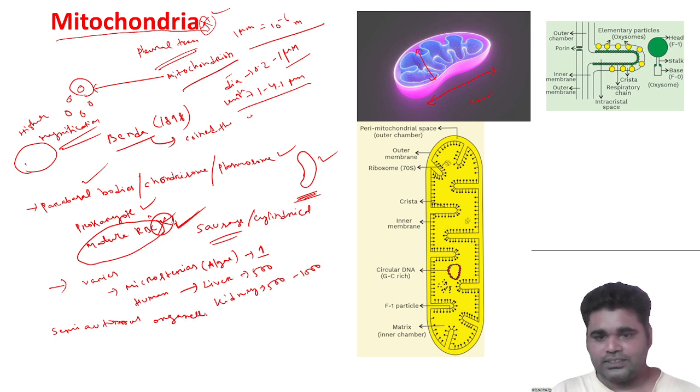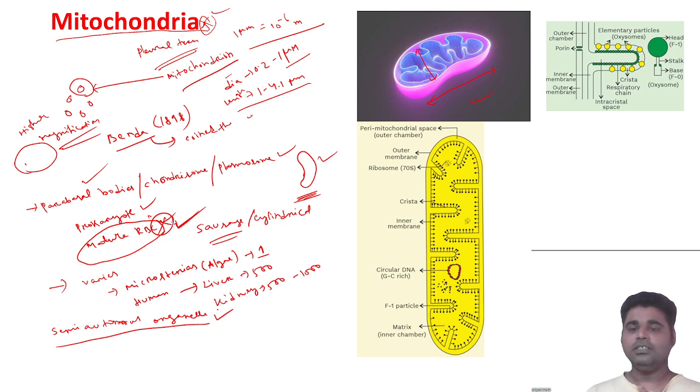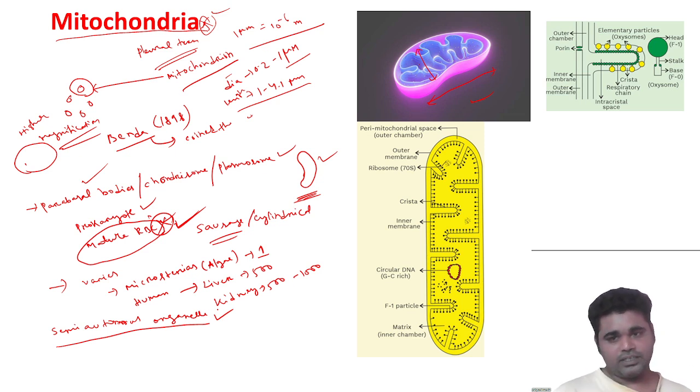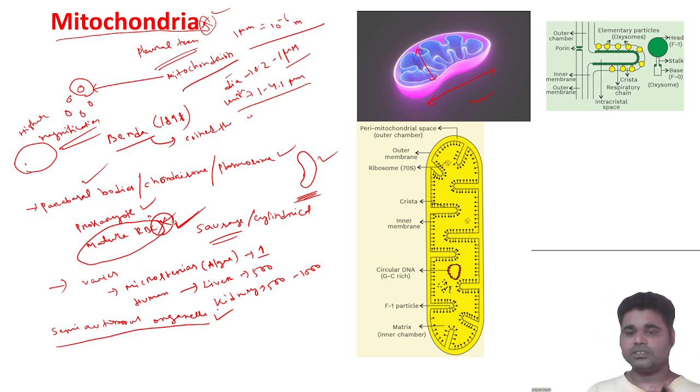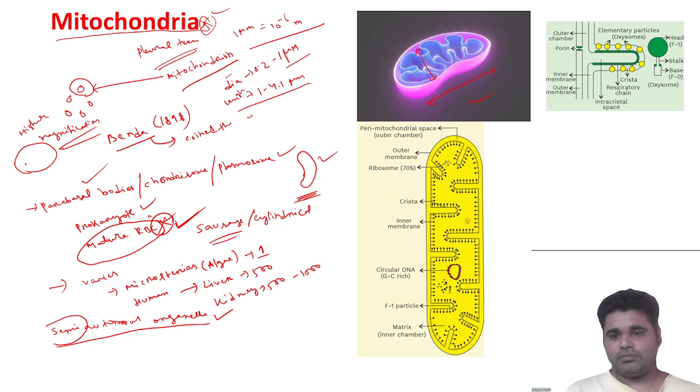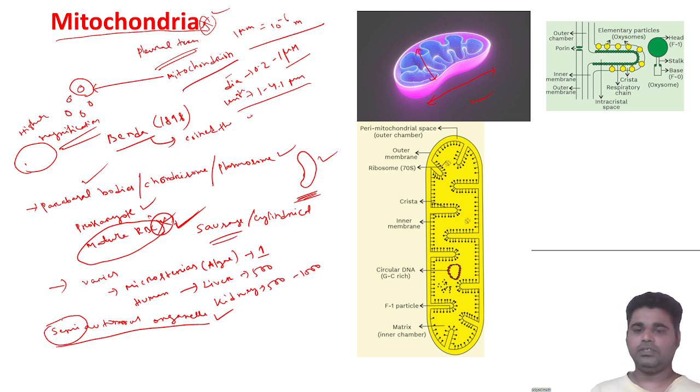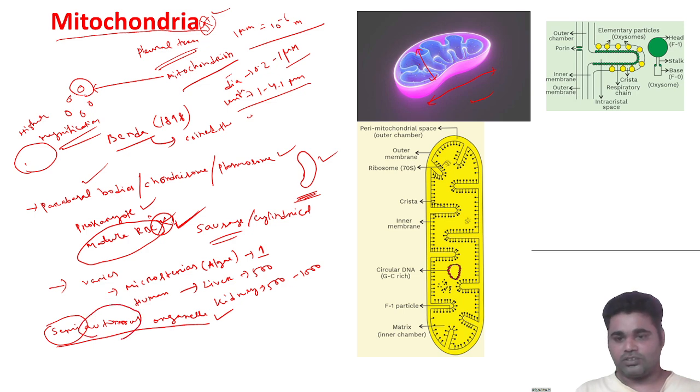Why is it called the semi-autonomous organelle? It is very, very important. Why is it called the semi-autonomous organelle? So what is the difference from the autonomous organelle? What is semi-autonomous? Semi means not fully. Autonomous means it doesn't depend on other cells.